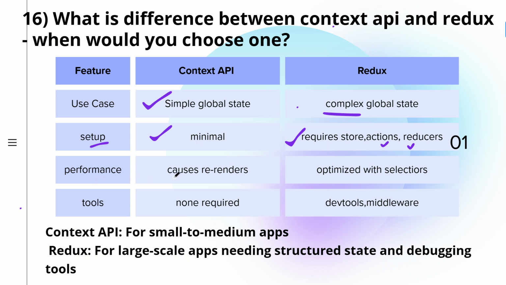Coming to performance, context API causes re-rendering. Obviously, if there is any component which is making use of your context, then it is going to cause re-rendering. Whereas Redux is optimized with selectors.